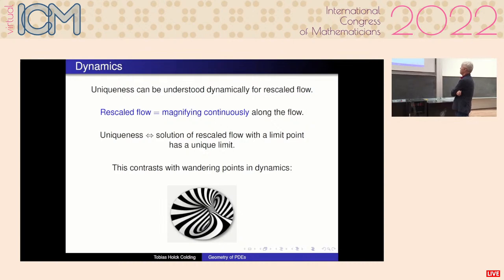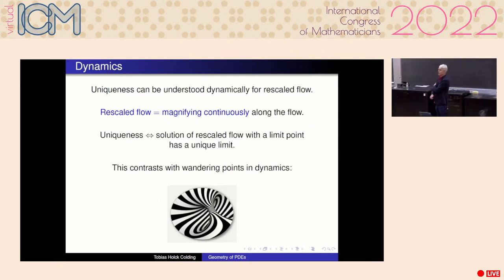And so uniqueness is the same as saying that for the rescale flow, if you have a limit point, then you have a unique limit. Okay. And so this contrasts what's called a wandering set in dynamics. A wandering point or set in dynamics is where you have something that keeps going around space. It may return infinitely often to the same point, but once it returns, it goes away again. That's a wandering point. And so uniqueness is exactly contrasting this.